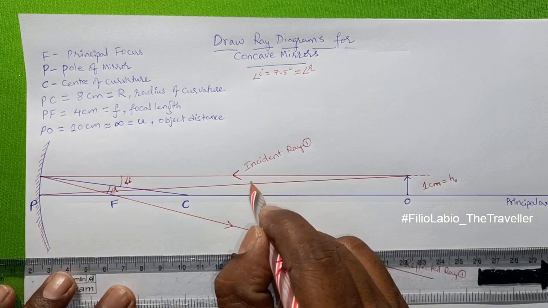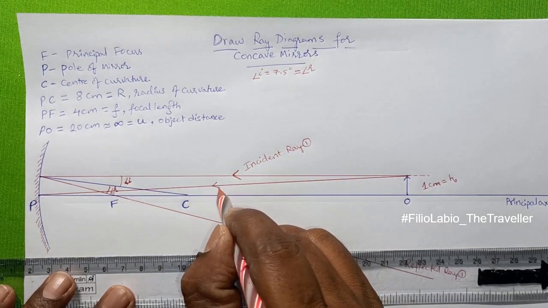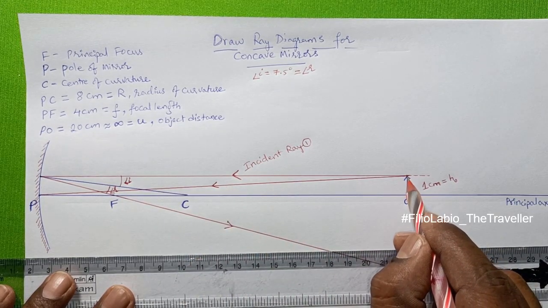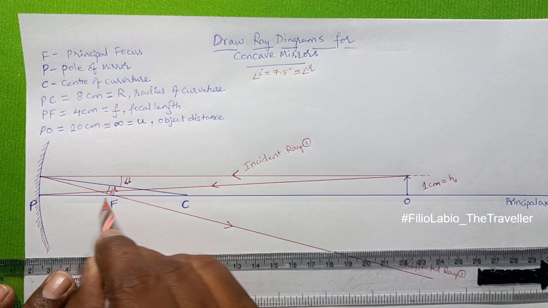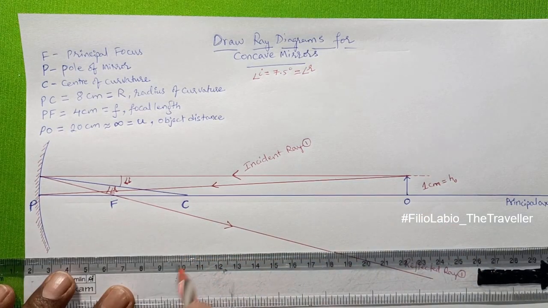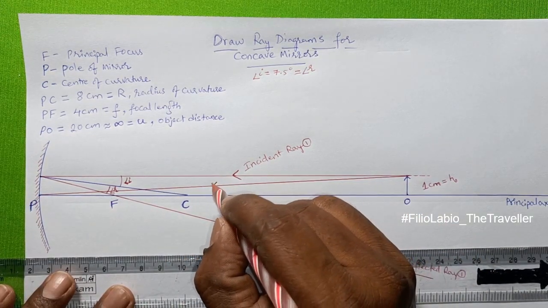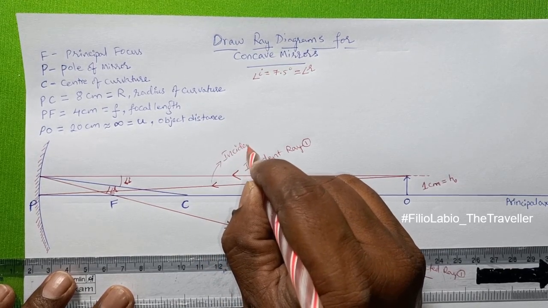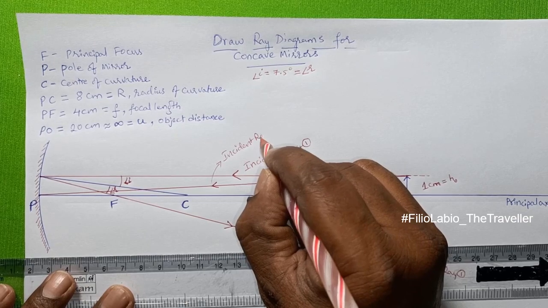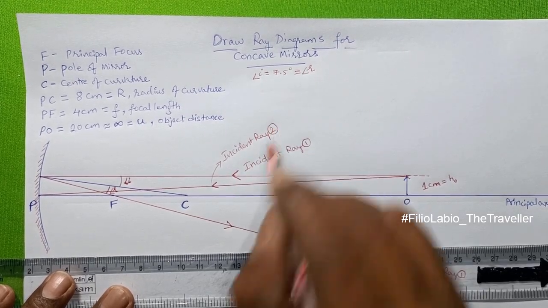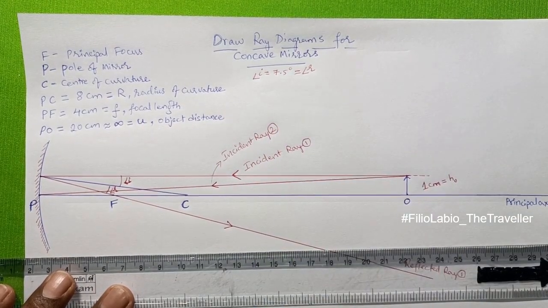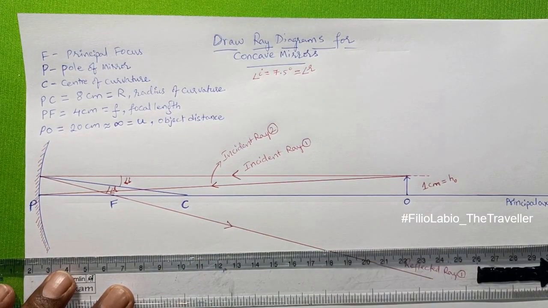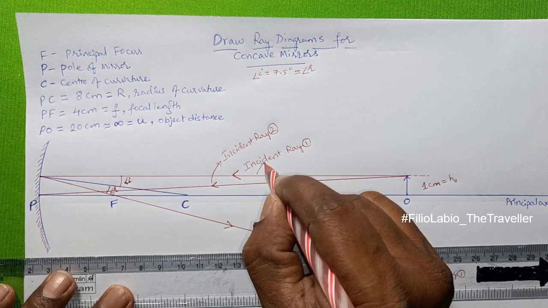This is the second ray. I am putting the arrow mark in this direction. That is, the light ray is coming from the object's tip and it is falling on the pole of the mirror. This is the second incident ray, number 2. This is the first incident ray.